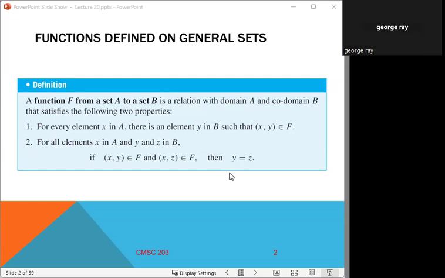And for all elements x in A, and for elements y and z in B, if the ordered pair (x, y) is an element of the function and the ordered pair (x, z) is an element of the function, then y equals z. So in other words, an element x in A maps to just one value in B, not multiple values.